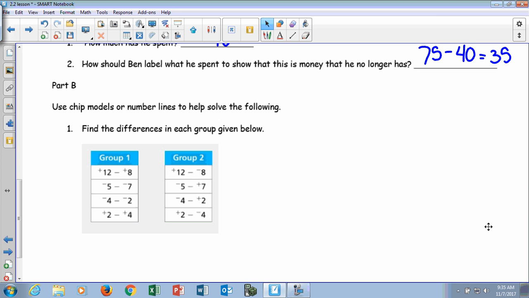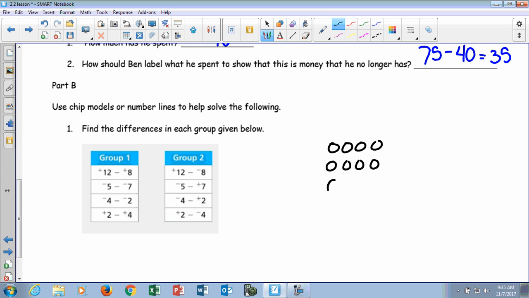So, for example, we'll start with group 1 first, right? If we have 12 black chips, and we subtract 8, right? We're going to take these 8 and just get rid of them. What's left? 4, right?